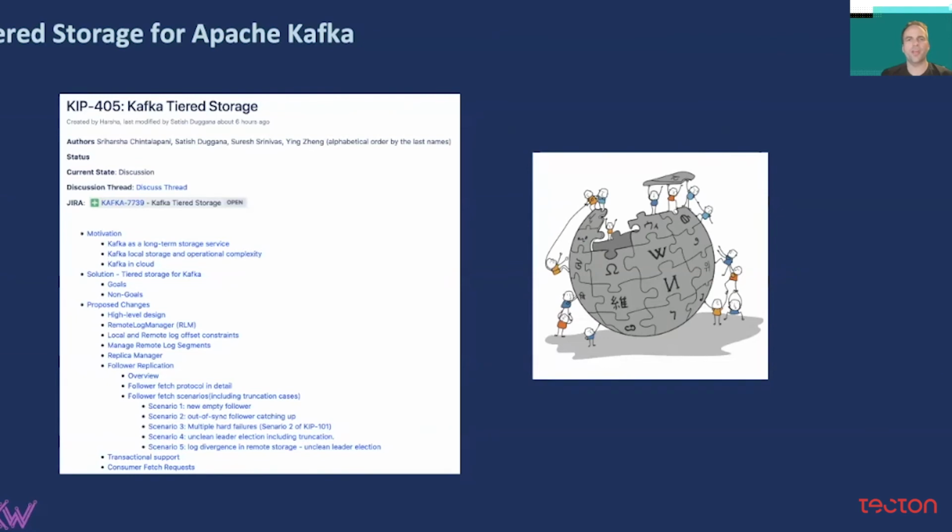And Confluent is working together with other people from the community. Uber has the lead for this tiered storage kit. So this is coming soon, and this is really great for the community.